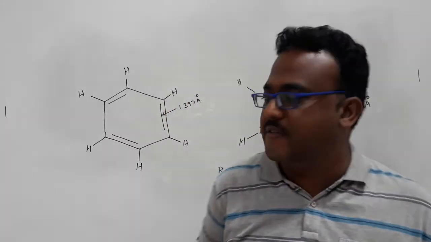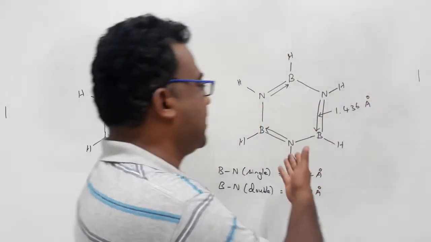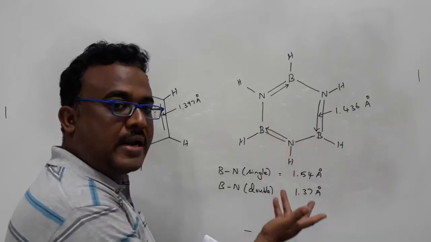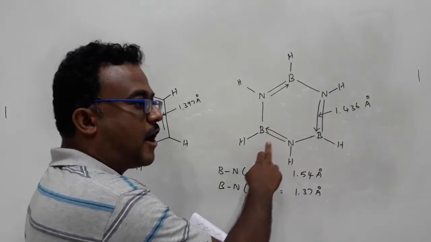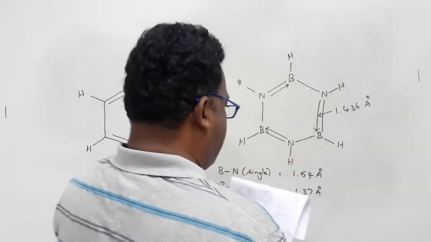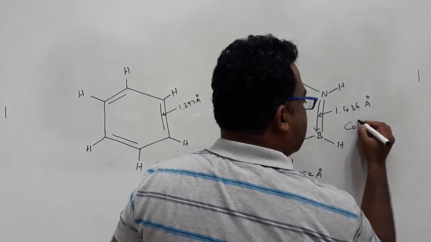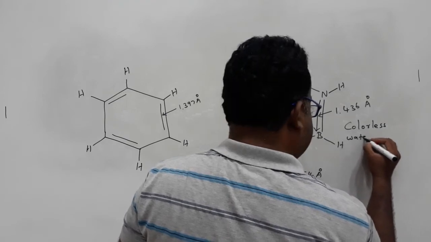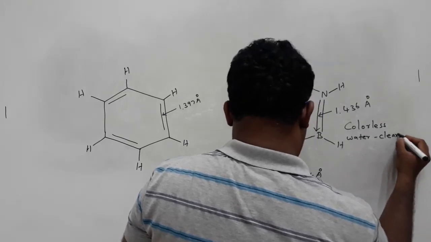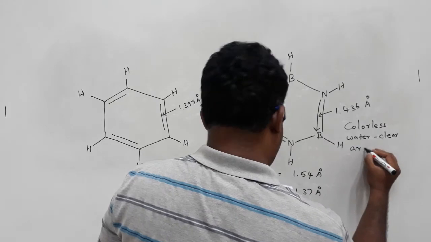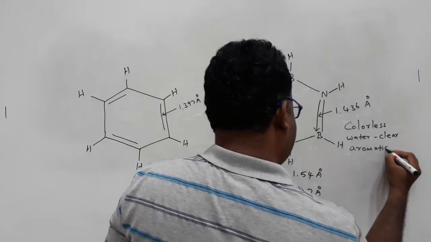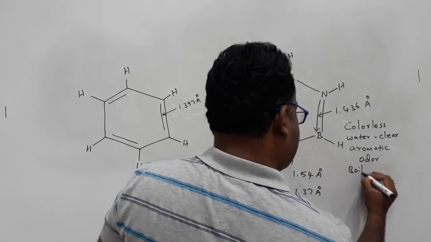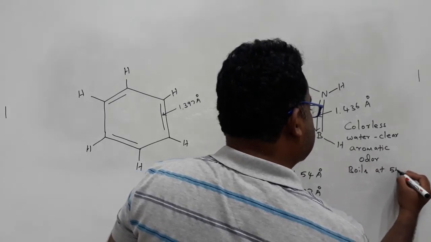If we are talking about the physical properties, especially when we come to borazine, benzene is a liquid, we know. Borazine is also a liquid. It is a colorless, water-clear liquid with an aromatic odor. It boils at 55 degrees Celsius.